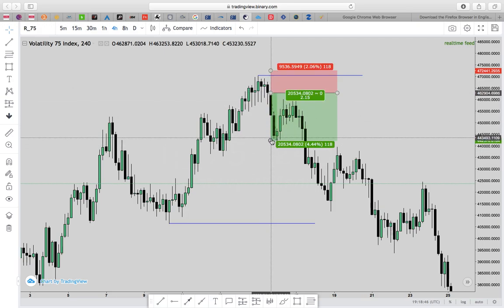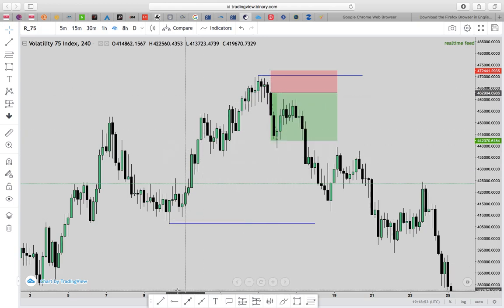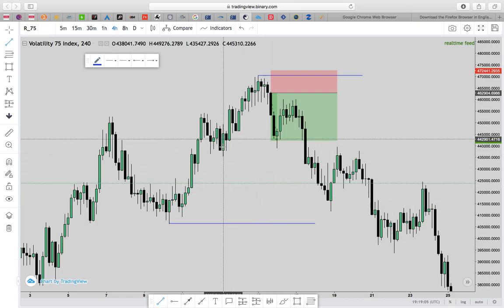Where is your target? Where are you gonna take your first take profit? This is why you need to know. You must have your first TP. You need to understand, okay, my first TP must be on the level of liquidity or must be where there is a block. Example, we can check this candlestick.